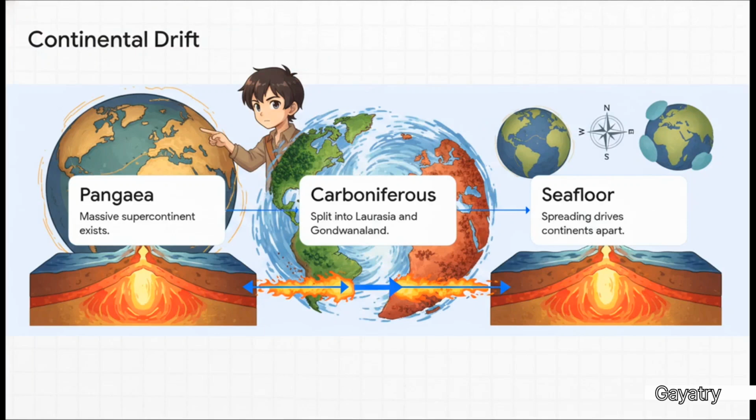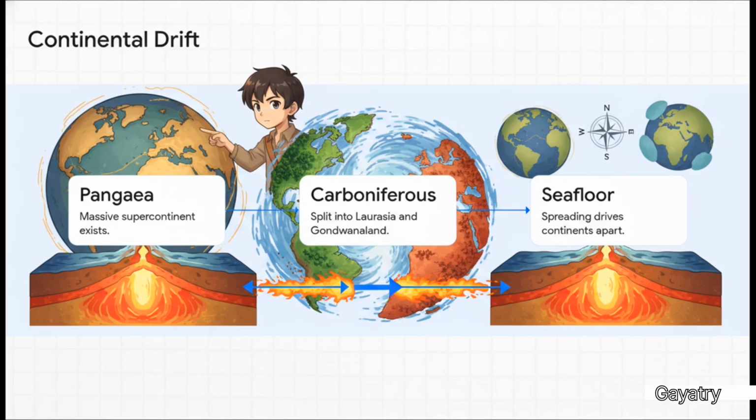You know, the map of the world hasn't always looked the way it does today. Building on Alfred Wegener's groundbreaking continental drift theory, the whole story basically starts with Pangaea, one single massive supercontinent. But around the Carboniferous period, this supercontinent was literally ripped apart, splitting into Laurasia up in the north and Gondwanaland down in the south. So how exactly did that happen?